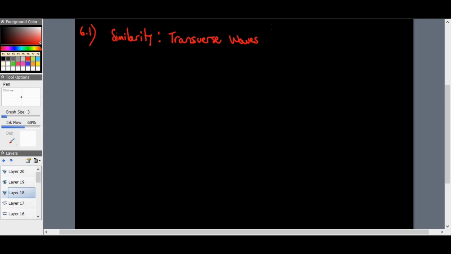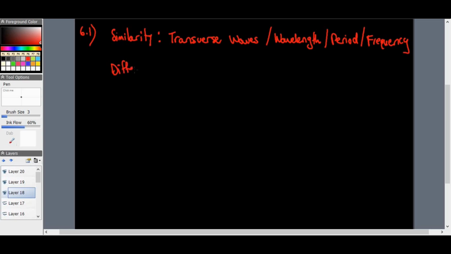Other options include, of course, wavelength. They both have the same wavelength on the graph. They both start and end at the same place. Okay, wavelength. Another similarity could be period. Start and end at the same second. So if the period is the same, then surely they should have the same frequency.